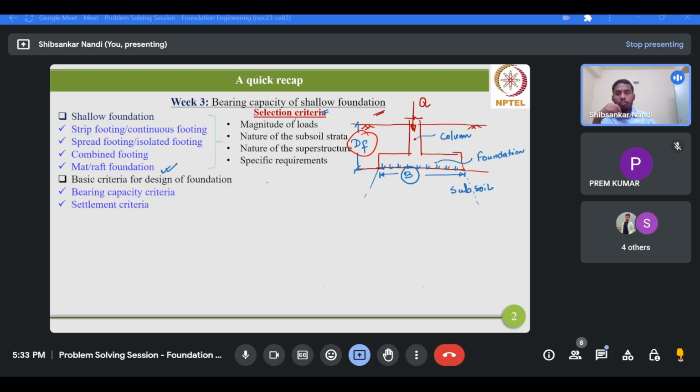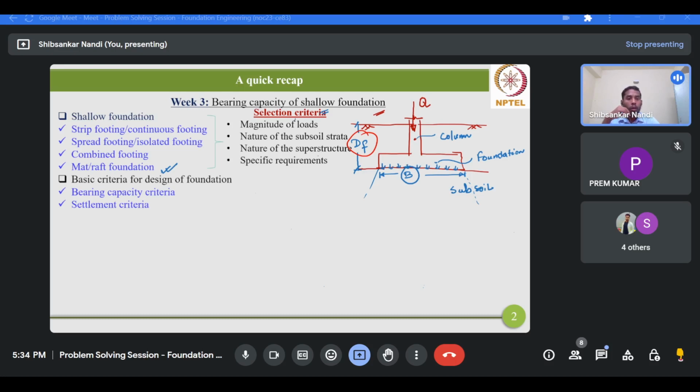Okay, now coming to the basic criteria for design of foundation. So these are the two basic criteria. So one is the bearing capacity criteria, or we can also say shear failure criteria, and the next one is settlement criteria. So when you will be designing a foundation, the foundation can safely transfer the load from the superstructure to the subsoil, so that there is no possibility of shear failure. Again, there is no possibility of excessive settlement of the superstructure.